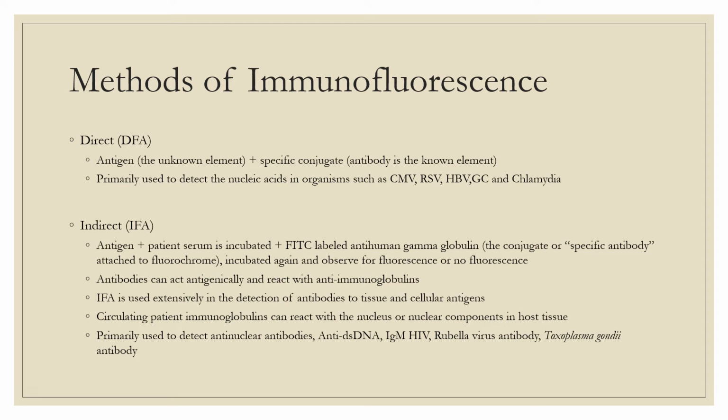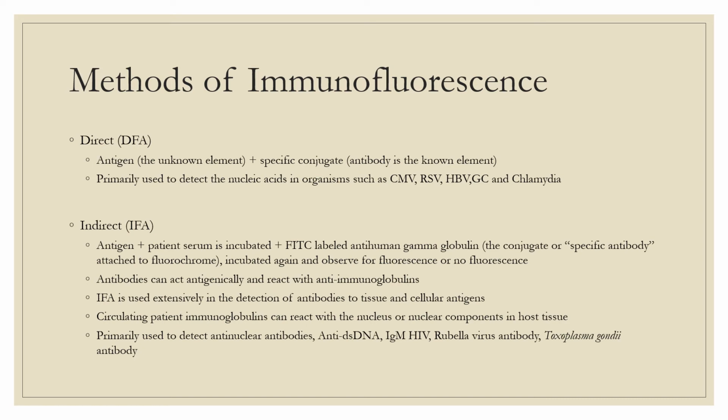Immunofluorescence is used extensively in the detection of autoantibodies and antibodies to tissue and cellular antigens, for example, anti-nuclear antibodies. In the direct fluorescence antibody test, we have an antigen, or the unknown element, plus a specific conjugate. It is primarily used to detect organisms such as CMV, RSV, hepatitis B, gonorrhea, and chlamydia.